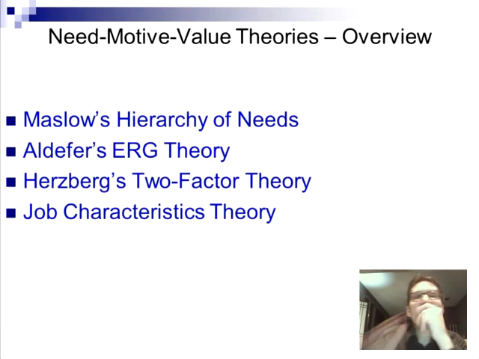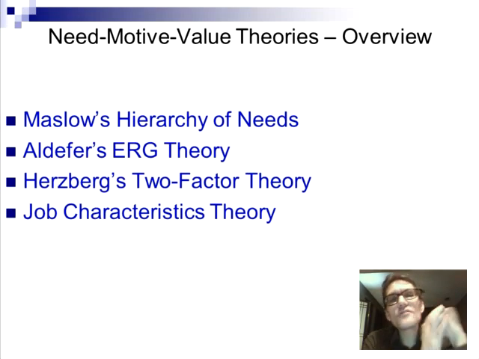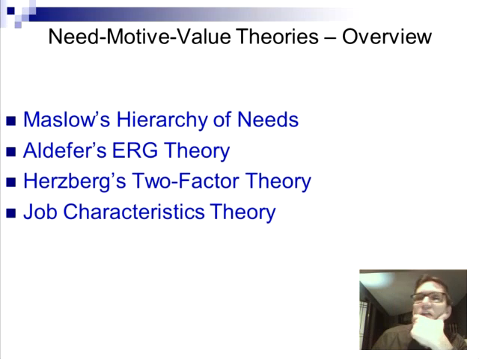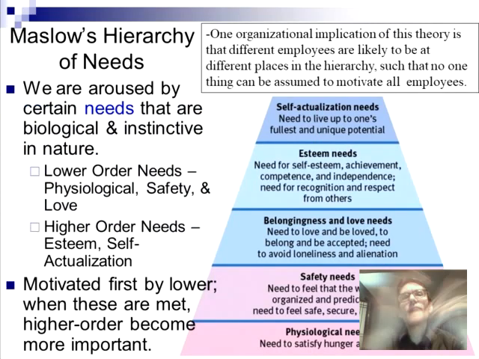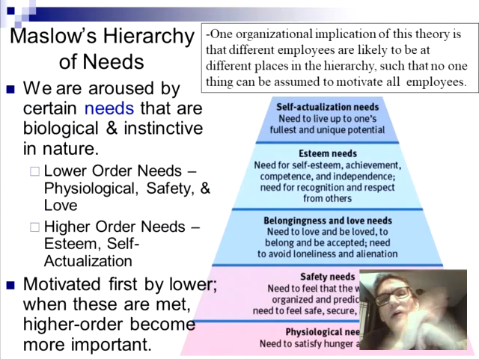So within the need, motive, value theories, there's Maslow's hierarchy of needs, Alderfer's ERG theory, and Herzberg's two-factor theory, which are really intimately tied to each other because Maslow's is the original, king of the motivation theories, whereas Alderfer and Herzberg's theories are sort of plays on Maslow. Now, job characteristics theory is a good bit different from the other three. So we'll start with Maslow, because Maslow is the king of all.